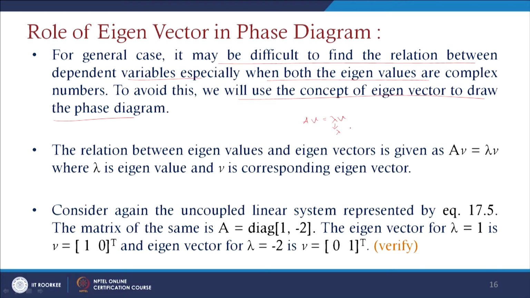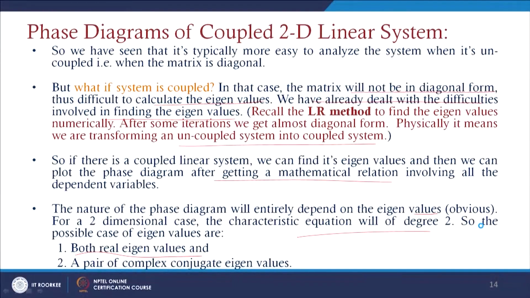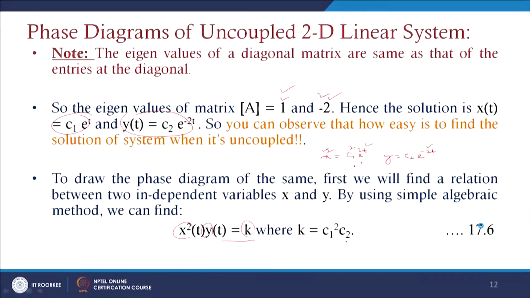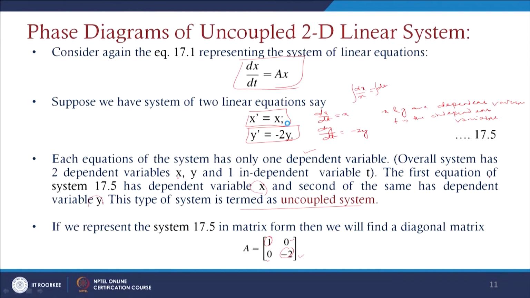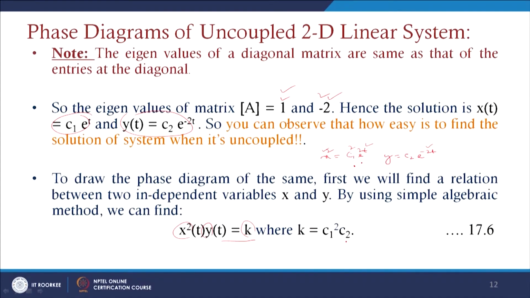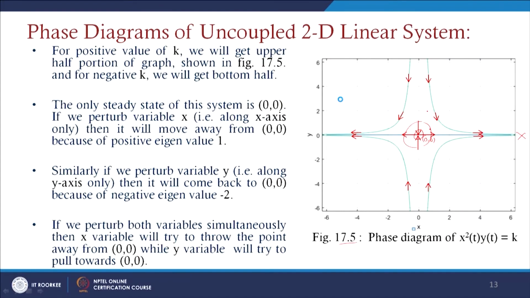In the first case, we consider the uncoupled linear system. If you consider the uncoupled linear system that we used in the example, equation 17.5, we have diagonal entries 1 and minus 2, if you remember. Yes, 1 and minus 2.